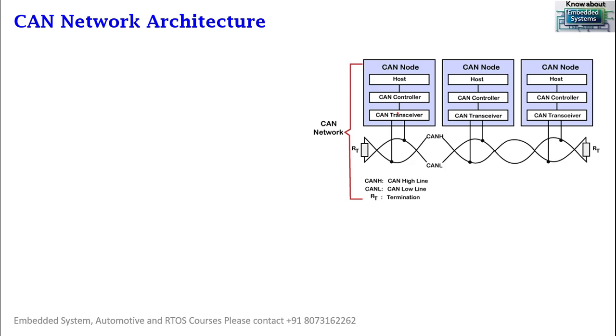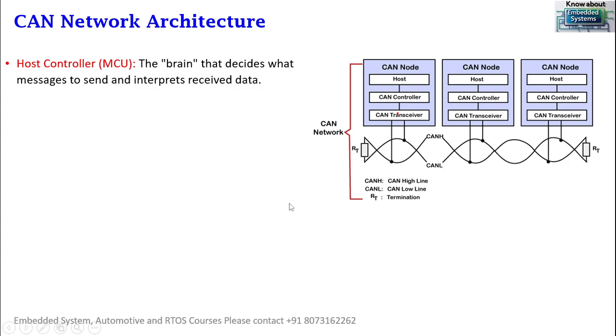Now let us go slightly deeper into the CAN network architecture. I have already explained that in our CAN network we'll have three major components. One is called a node, nothing but your ECU. The second one is the CAN bus, the pair of wires you're seeing. And the third one is termination resistance. These three play a very important role in our CAN network. Now we will understand each component of the CAN network one by one.